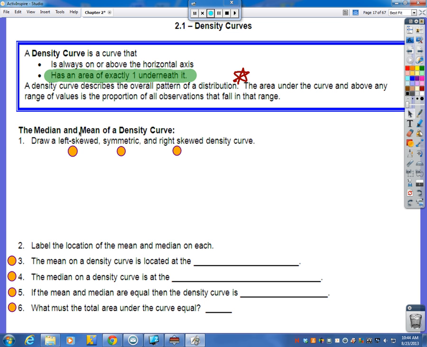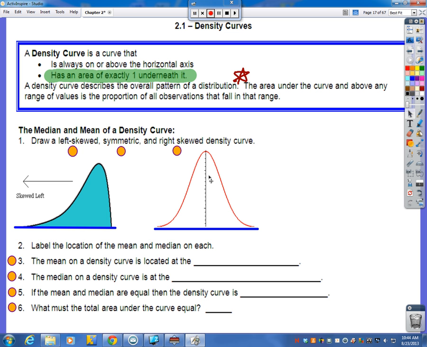So to start out here, the median and mean of a density curve. First, draw a left skewed distribution, a density curve that is left skewed. It looks something like this, except we're now going to use a nice smooth curve here. We have our tail on the left. Symmetric, something that may look approximately normal. Skewed right, something over here, we got a little bit of a tail going. Now for 2, it says label the location of the mean and median on each.